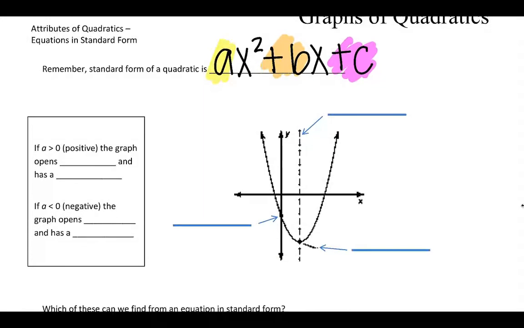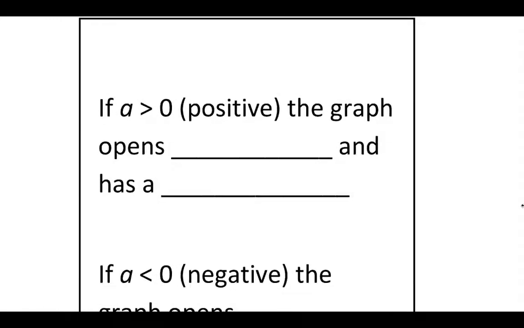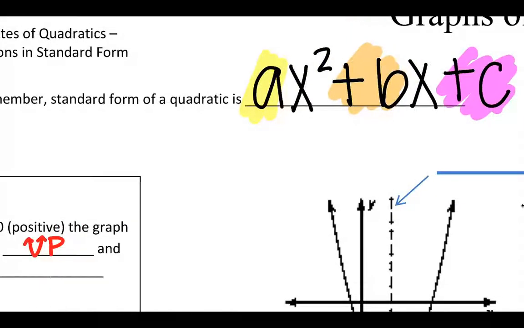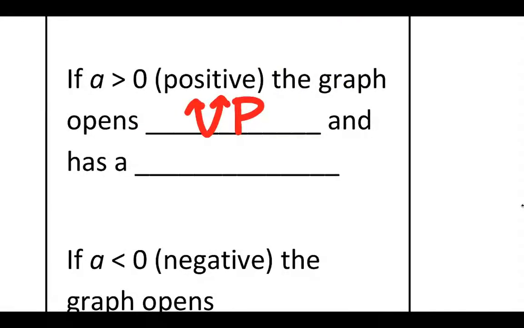Some reminders from Friday. Some of the things we talked about was if your a is greater than 0, aka if your a is positive, your graph is going to open up. So if that a term, this term right here, is a positive number, then your graph opens up. And if it opens up, that means that your vertex is way down here, which means that is the lowest point on your graph. So it is a minimum.